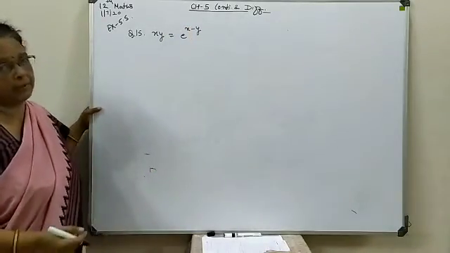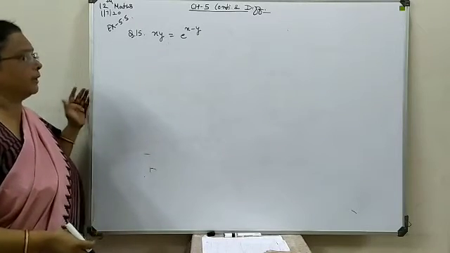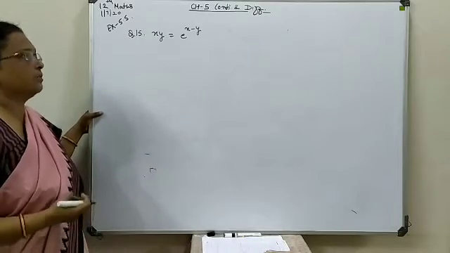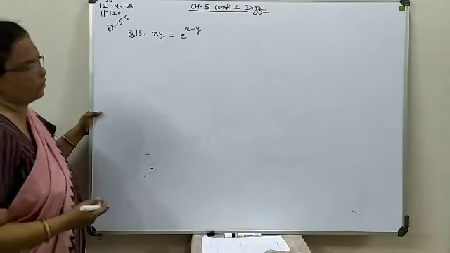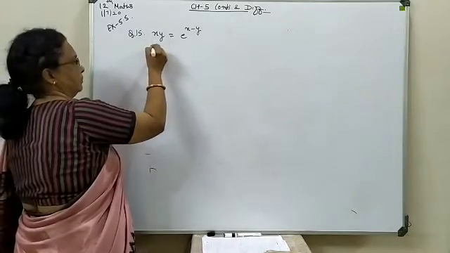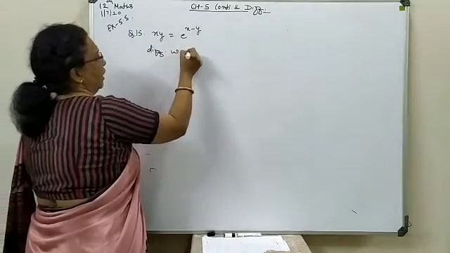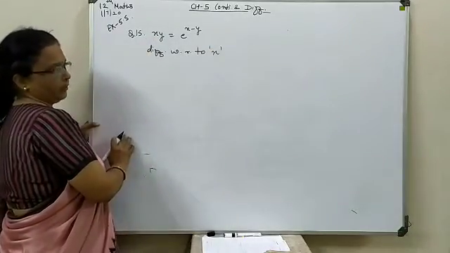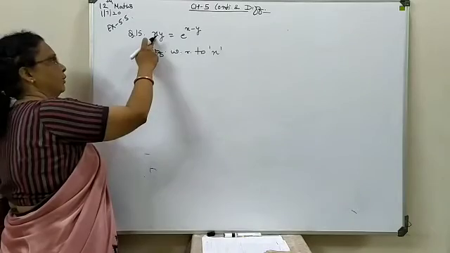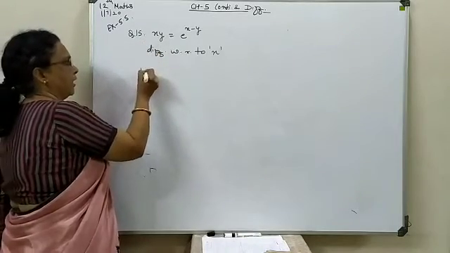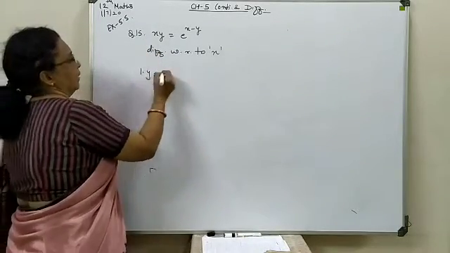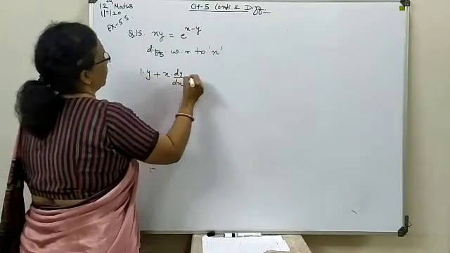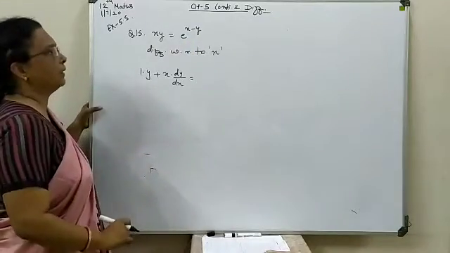This type of combination can be attempted in two ways: either go directly for writing the differentiation or take log. Here the easy method will be to proceed directly for derivation. So differentiate with respect to x. This x into y is written in product form, so the product rule will be implemented. First of all, derivative of x is 1, y you write as such, plus x times the differentiation of y, that is dy by dx. Now come to the right hand side, e power x minus y.